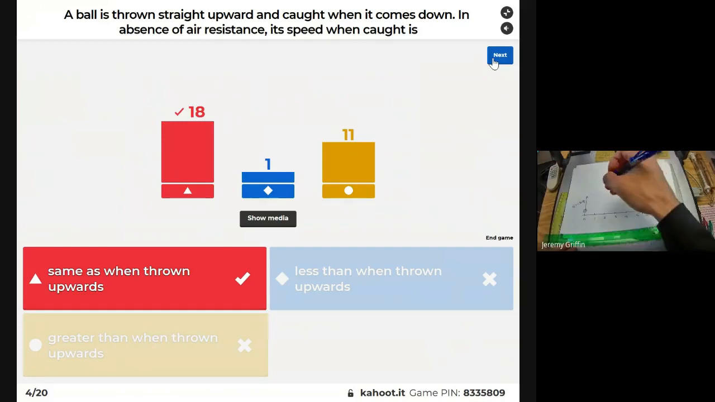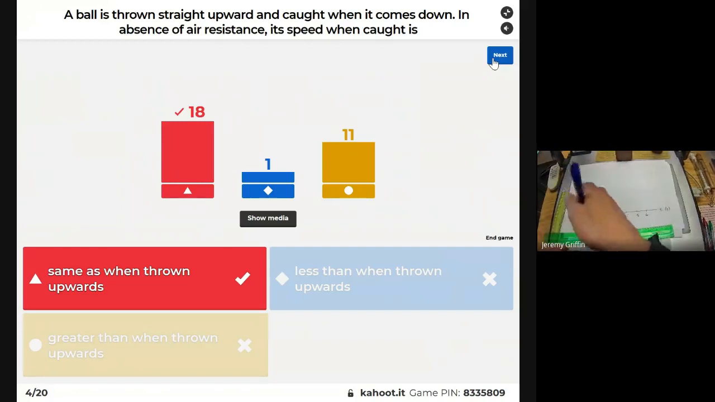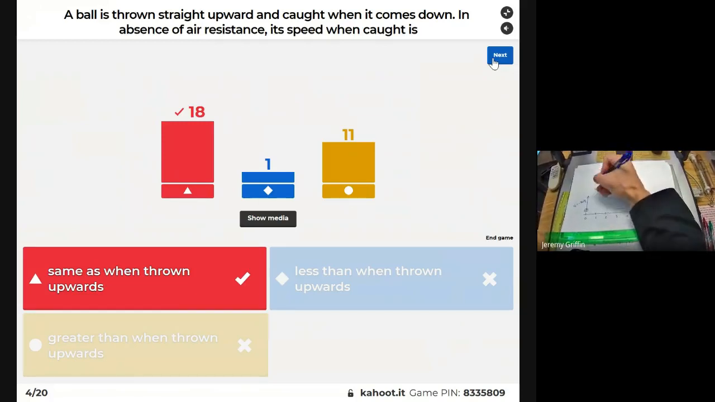Is that okay? Okay. 1 second later, it's definitely higher in the air. You guys remember this ball is just going straight up, straight down, right? I'm going to take a bunch of pictures and put them side by side. See how this is actually a time axis? So 1 second later, maybe it's way up in the air. It's moving how fast?